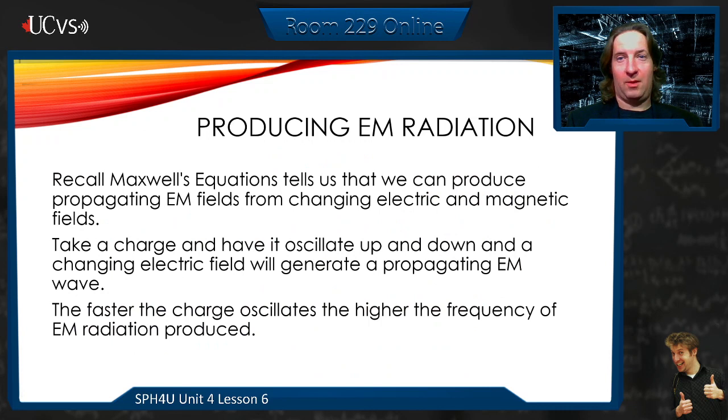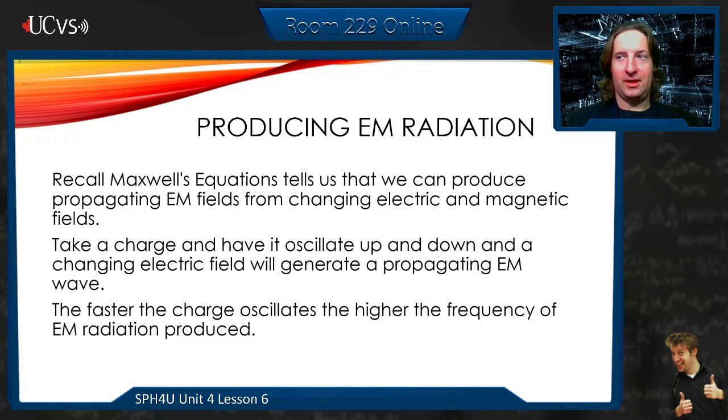So, remember, Maxwell's equations define how electric fields and magnetic fields are produced, and we put them together and we come up with what we call a wave equation. And in that wave equation, hiding in there, is the speed of light. So if I take a charge and I move it up and down, that's going to produce an electromagnetic wave.